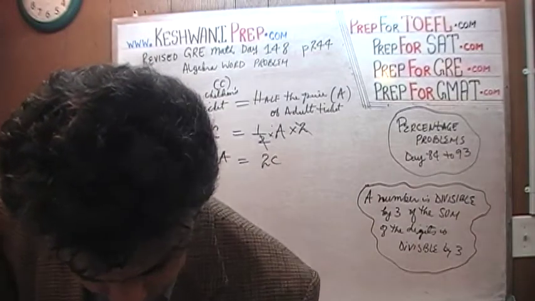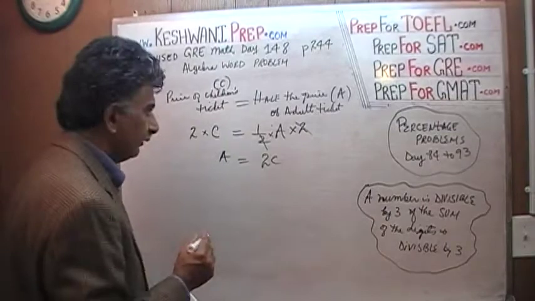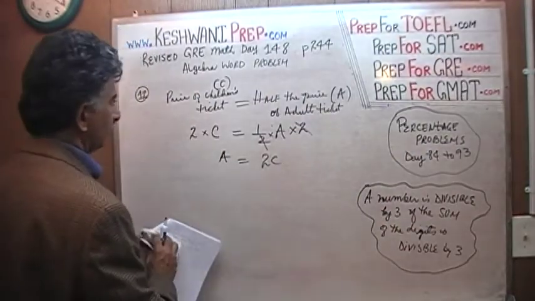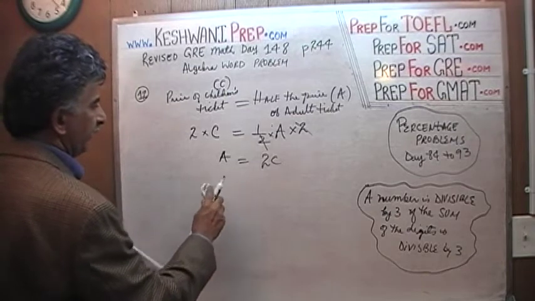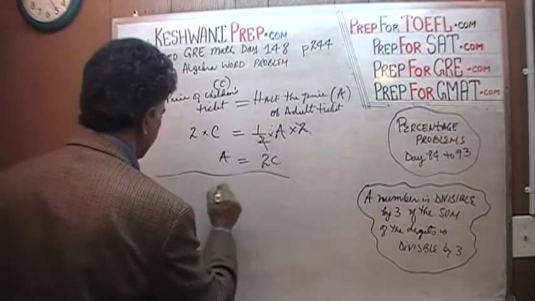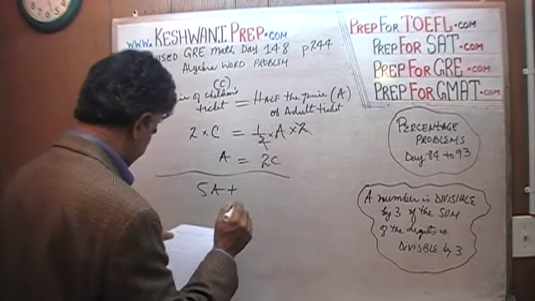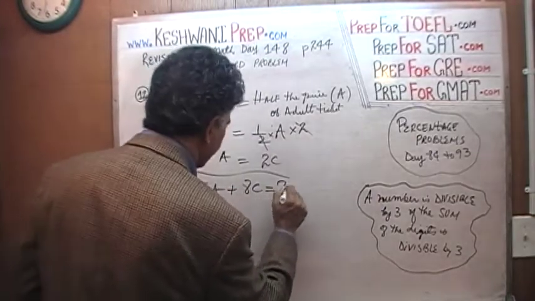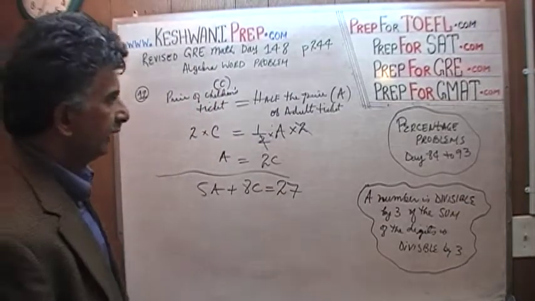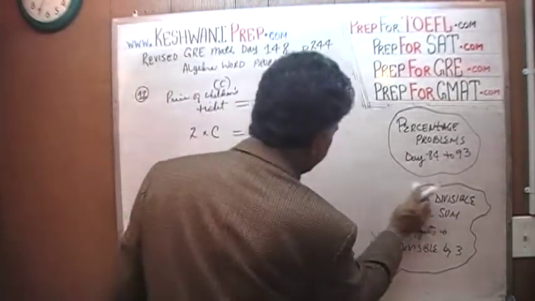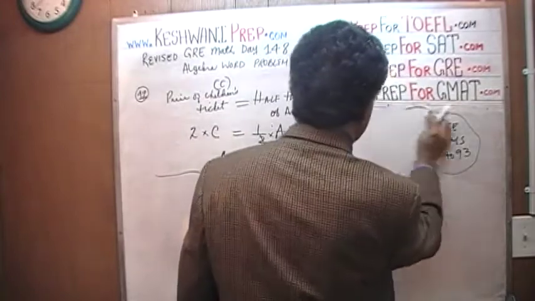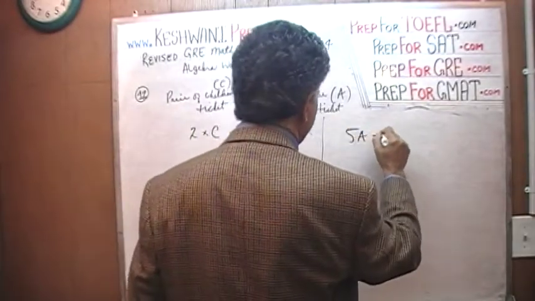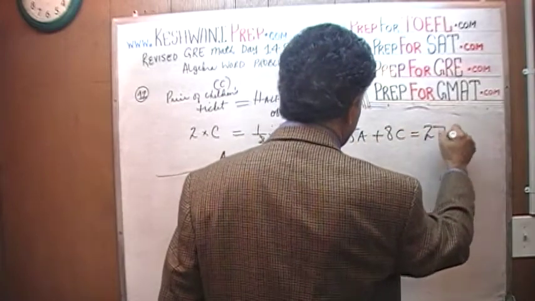Let's read the next sentence. 5 adults and 8 children's tickets were bought. All right, so 5 adults. Now the story begins. I'm just going to erase everything and just write down this equation here: A equals 2 times C. 5 adults and 8 children's tickets were bought for $27.